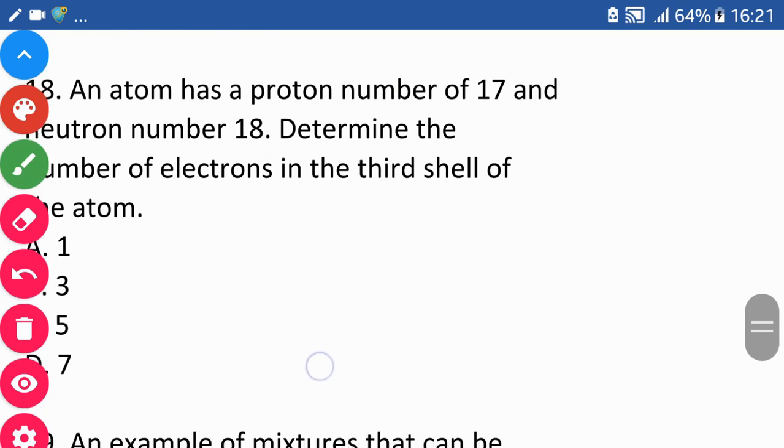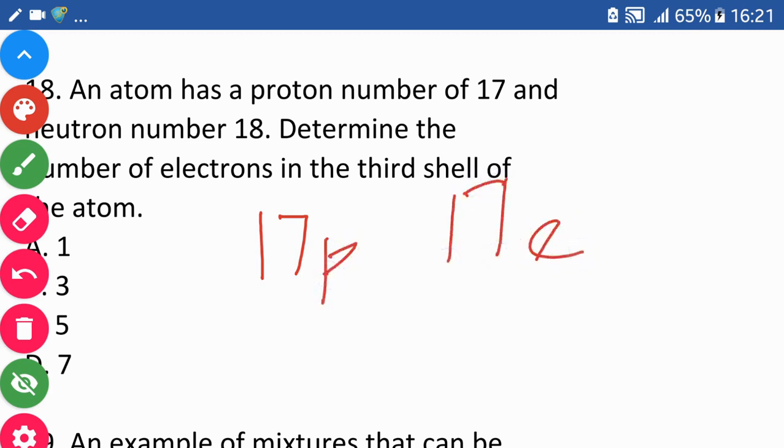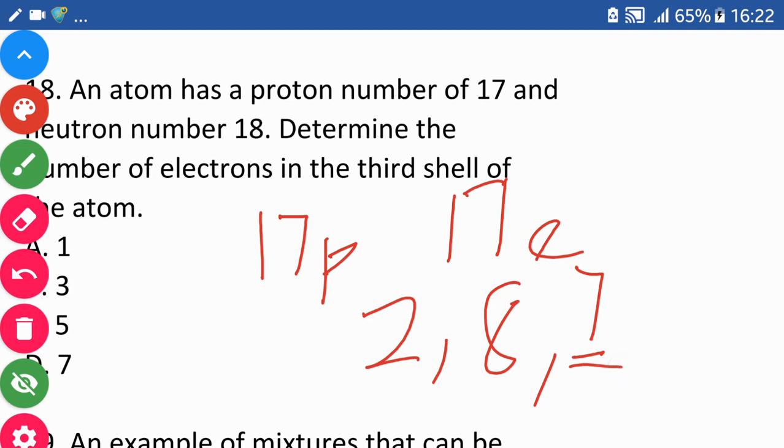An atom has proton number of 17 and neutron number of 18. Determine the number of electrons on the third shell. Now the element has 17 protons, definitely has 17 electrons because we are not told it's an ion. 17 electrons, 17 protons. Now electron configuration. First shell takes 2, second shell takes 8, third shell takes 7. So 7 electrons on the third shell. So the answer is D.